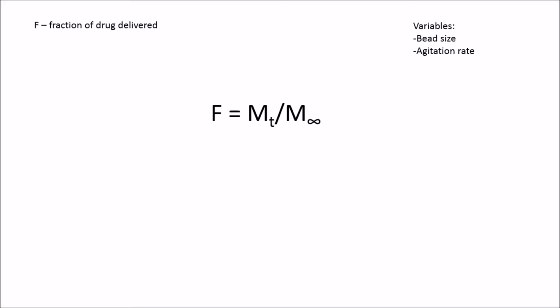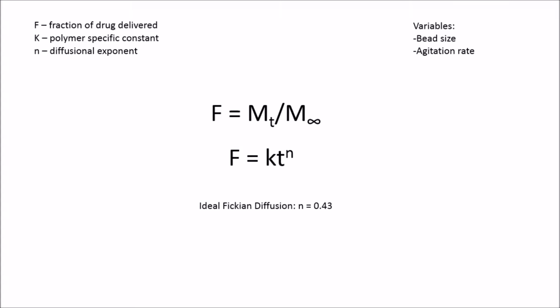The governing equation for this system is as follows. F, the fraction of drug delivered, equals K, a constant which depends on the interactions between the polymer and the drug, times t to the power n, where n is the diffusional exponent. For ideal, non-swelling controlled diffusion from spheres, n should be equal to 0.43. This is the region known as Fickian diffusion, and represents classical ideal molecular diffusion.